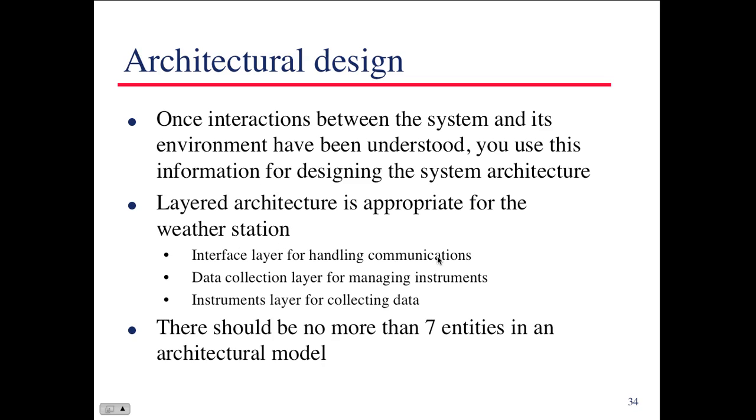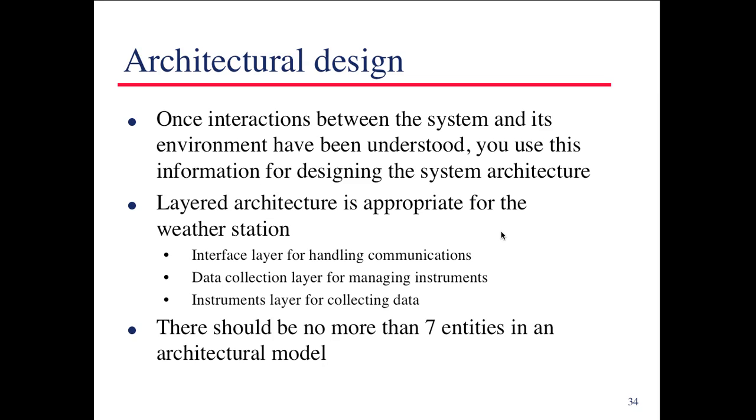Interface layers for handling communication, data collection layer for managing, instrument layer for collecting data. Think of it as a level of abstraction. There would be no more than 7 entities. And again, they call it entities. Probably should say objects. Entities are objects in an architectural model.